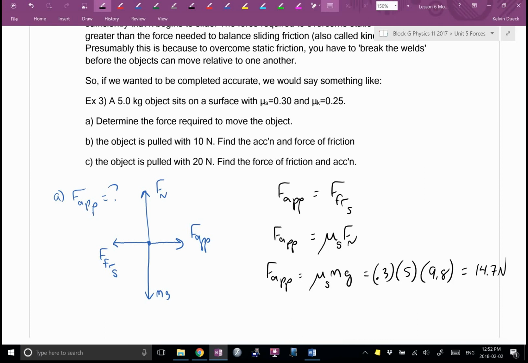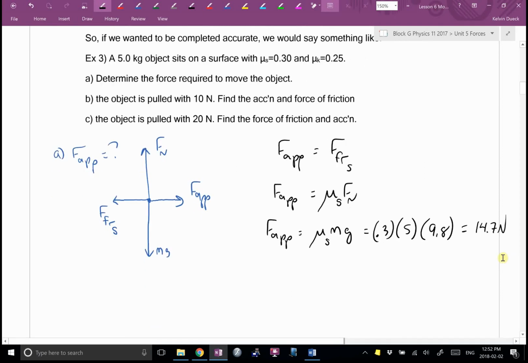You okay with that, Christy? Thumbs up? Okay. B. Suppose I pull with 10 newtons. Christy, it says find the acceleration and find the force of friction. If I pull with 10 newtons, what would the acceleration be? You don't need to do any math.